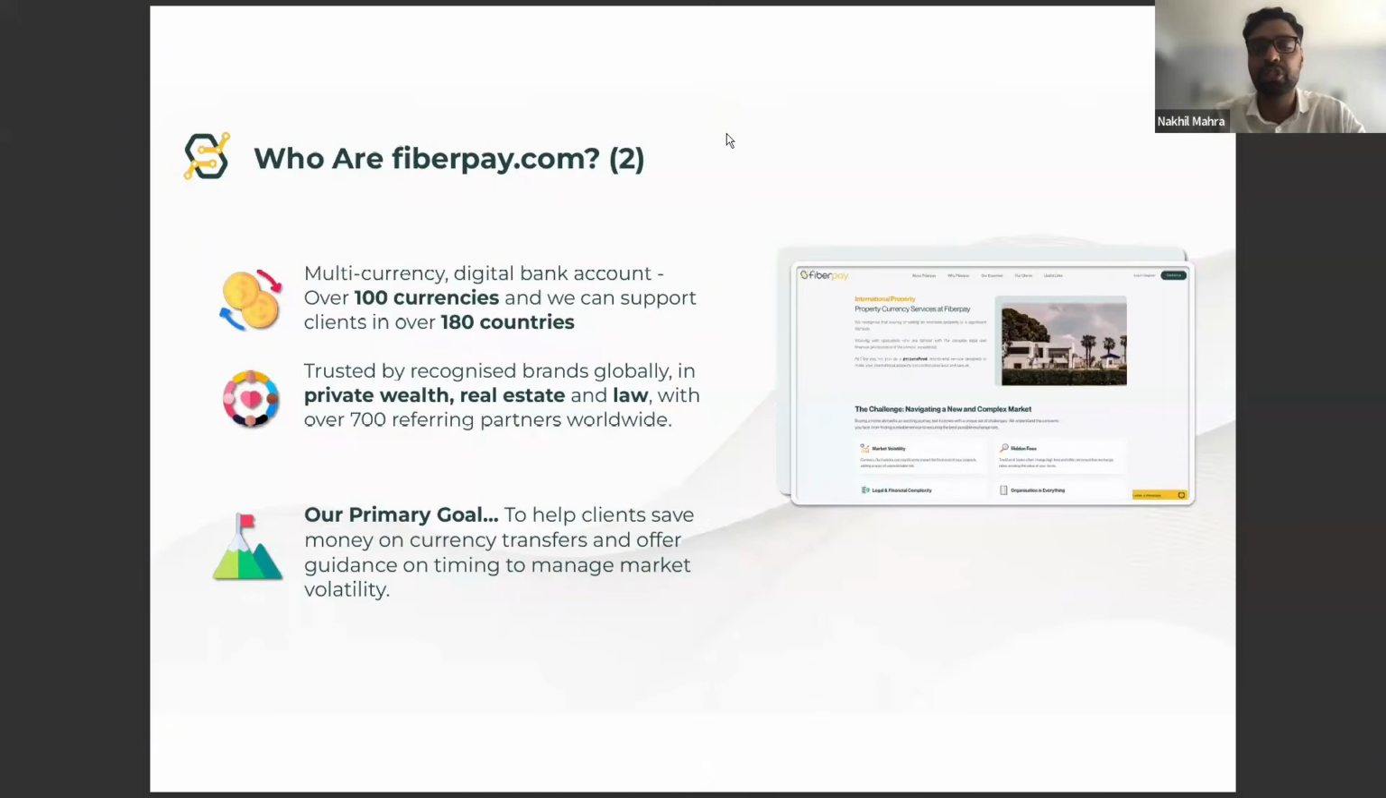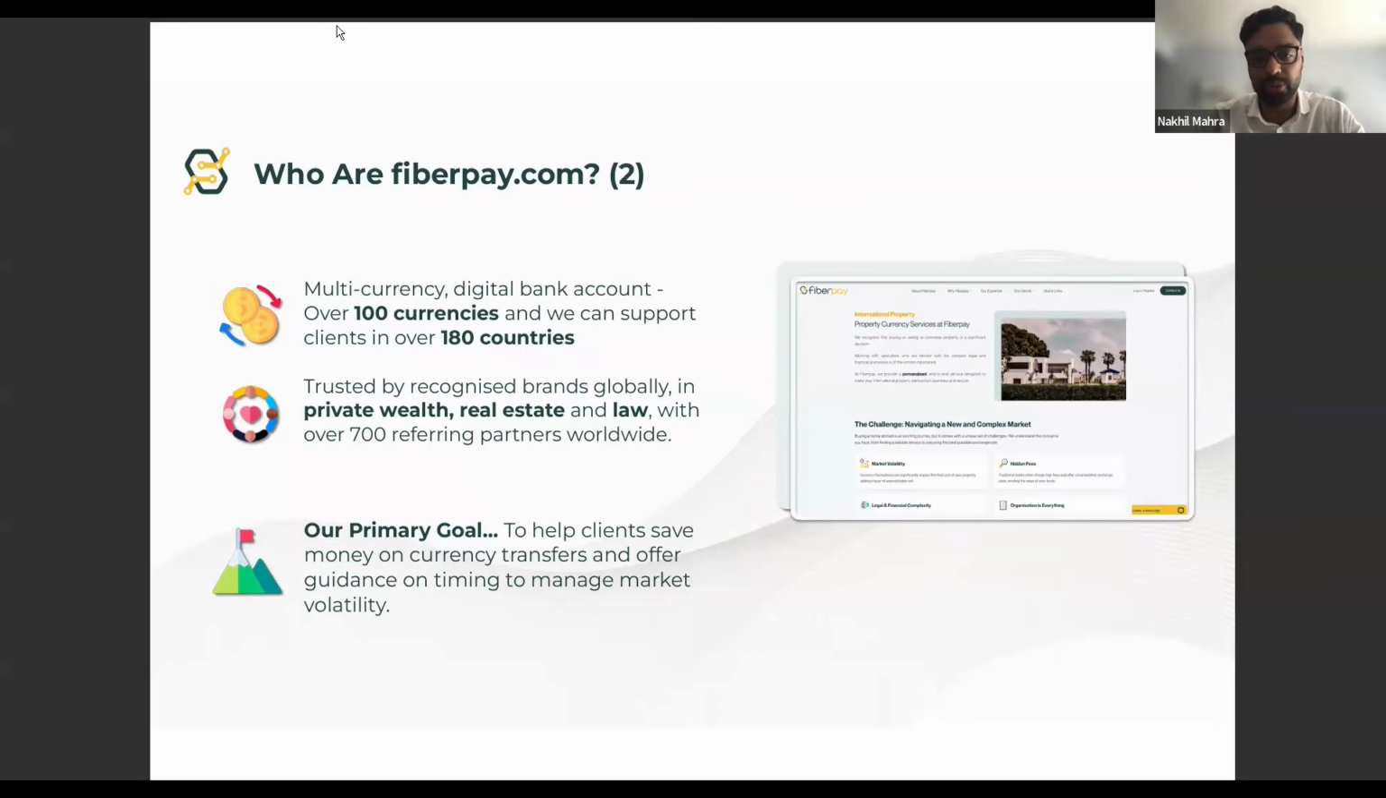We are positioned more like a private bank with the level of service we offer. We do over 100 different currencies, cover 180 countries, and we're trusted by private wealth advisors all over the world, real estate lawyers, mortgage brokers, and beyond. So our primary goal is to help as many clients as we can save when moving funds abroad.